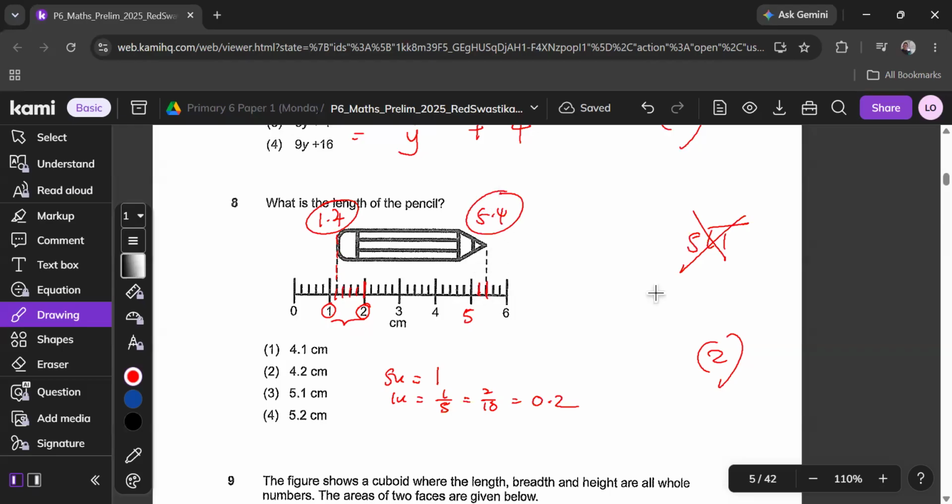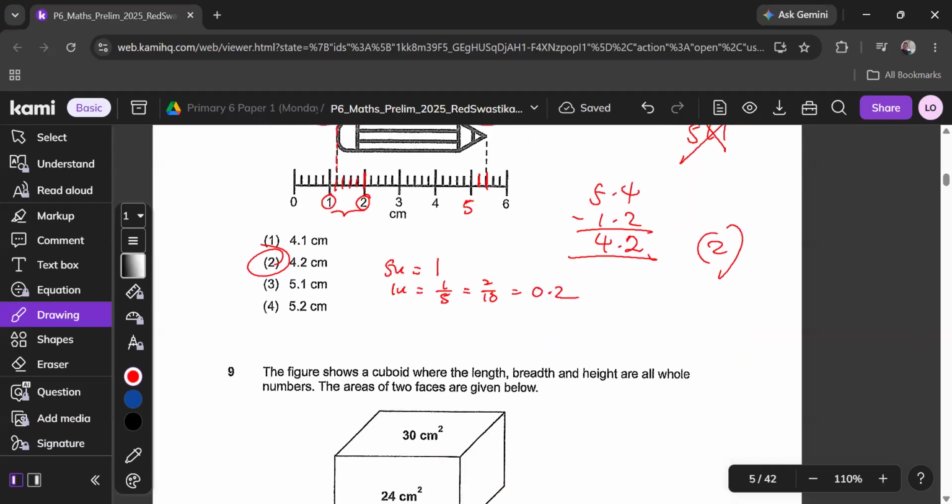Then you take 5.4 minus 1.2. And don't do it mentally, right? So that you don't make careless mistakes. So 4.2. That's the length of the pencil. All right, let's go to question number 9.